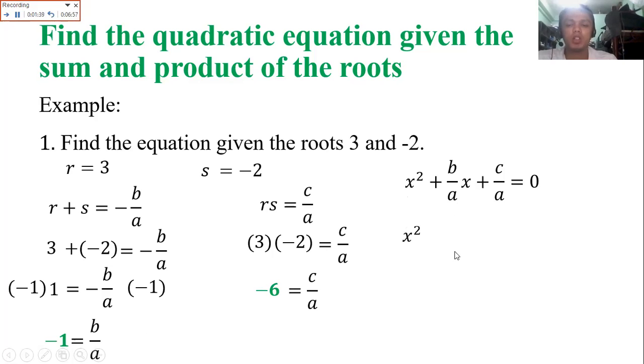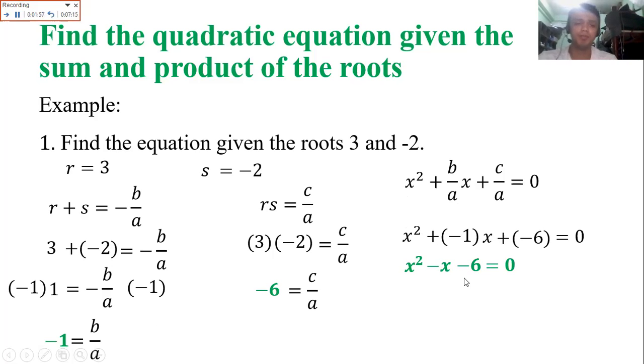Okay, copying x squared. Your b over a here is negative 1 x, your c over a is negative 6 equal to 0. Okay, simplify: x squared, negative 1 times x is negative x, minus 6 equal to 0. So ito yung magiging quadratic equation na.